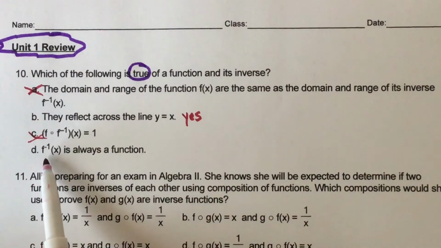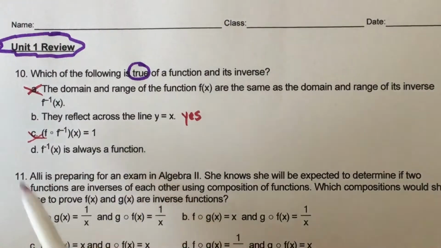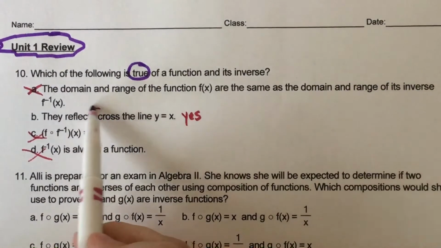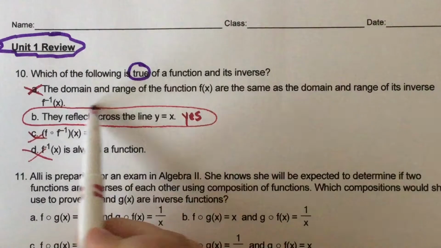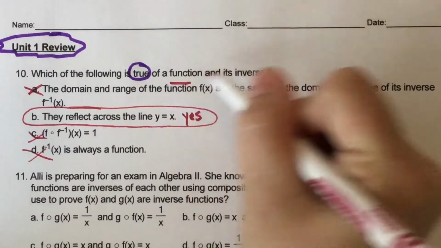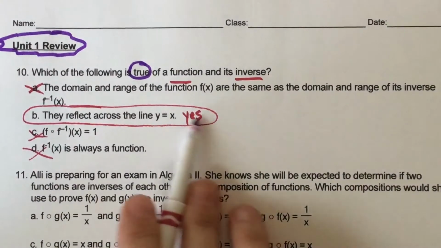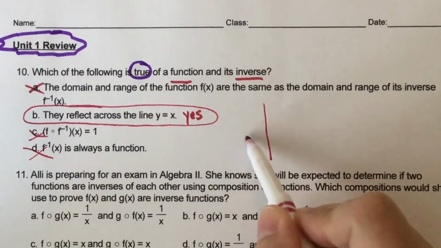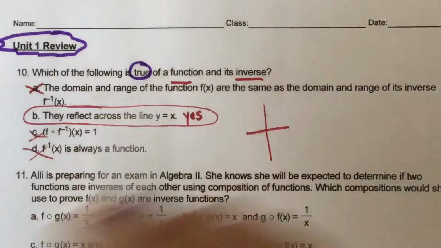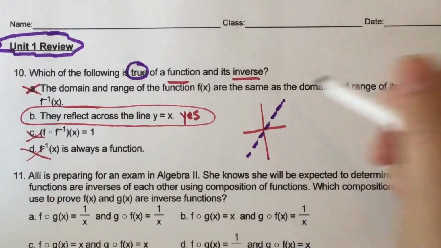And this says the inverse is always a function, which is not always true. So this is the one we want. One thing to know about a function and its inverse is they are reflections along this line y equals x. So they reflect over this line right here.